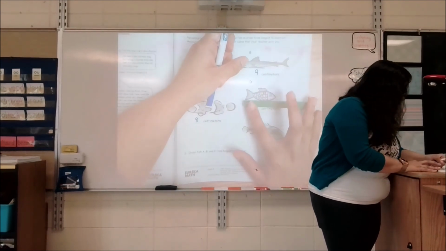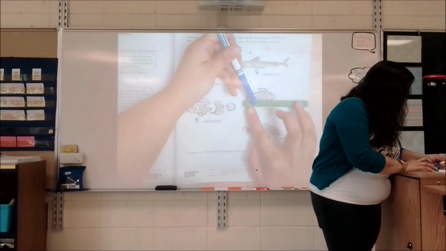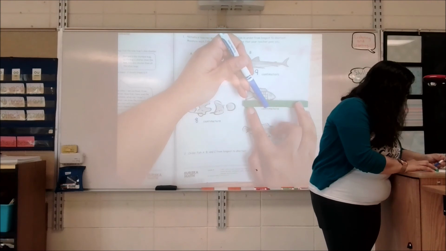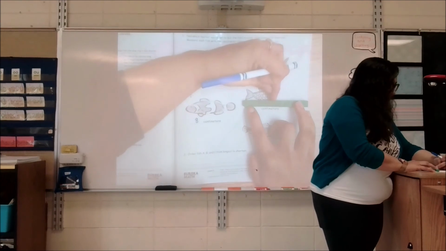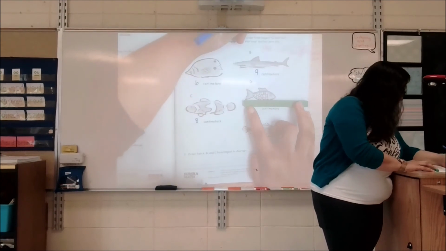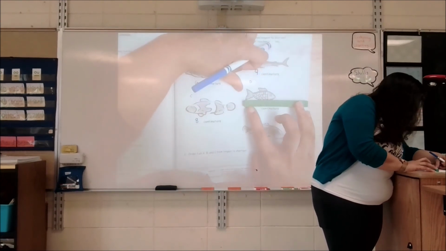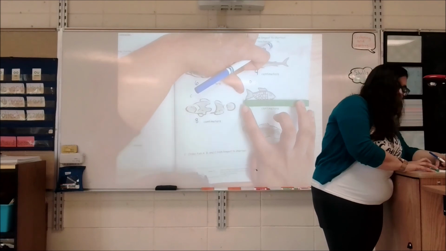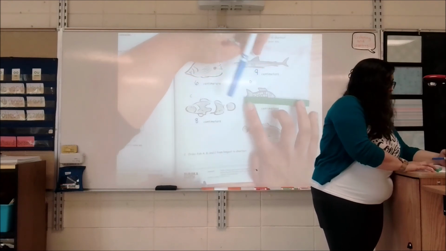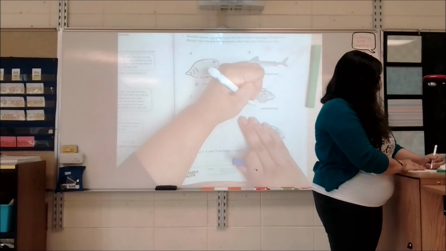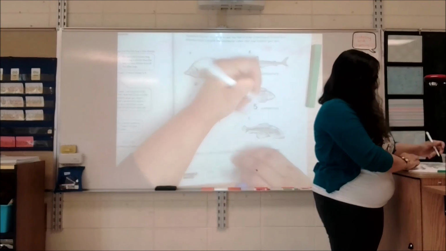So let's measure this fish here. 1, 2, 3, 4, 5. Did you say he's 5 or 6 centimeters long? He is 5 centimeters long. Good, yes. The rainbow fish is 5 centimeters long.